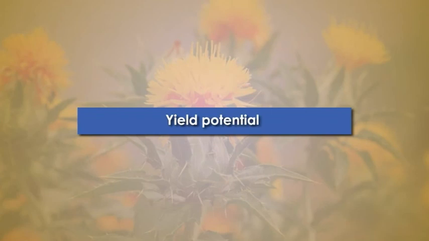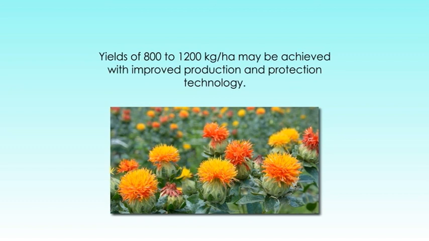Harvest delays can occur when drying down to 8% moisture content in the seed, where stems have not dried down sufficiently. Now let's see the yield potential of safflower. Poor crop management under input-starved conditions is the most important reason for such low per hectare yields. Yields of 800 to 1200 kg per hectare may be achieved with improved production and protection technology.